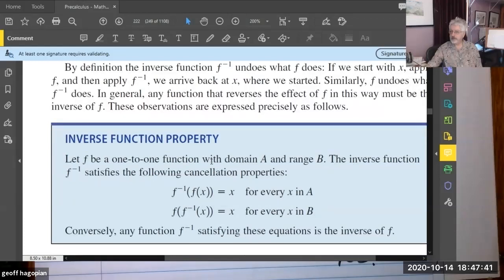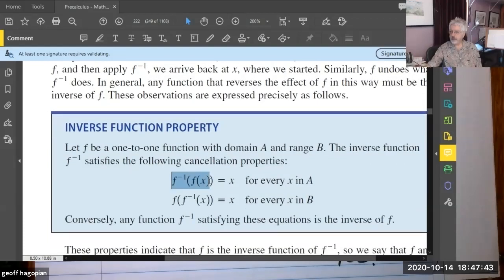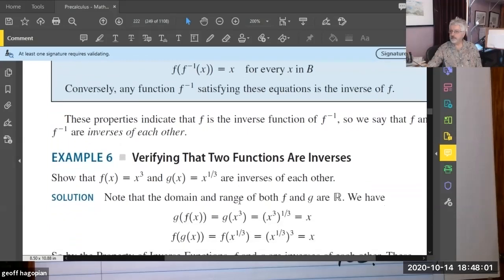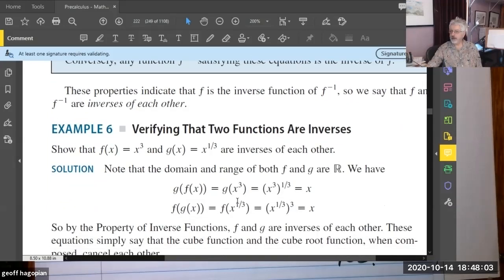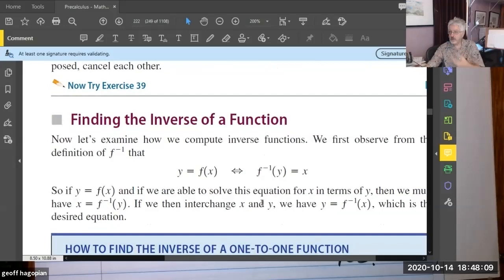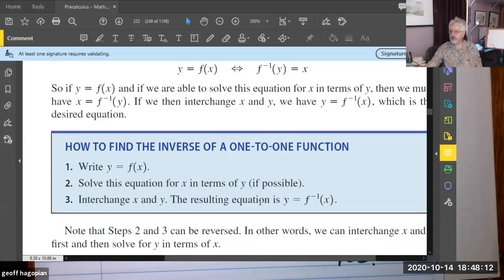So there's this nice property that if you take the composition of a function with its inverse, either way, either f inverse of f or f of f inverse, then it's like you did nothing, right? Because you got the output, then you took the output back to the input, and you're where you started. So that's one way to verify that two functions are inverses: take their composition and show that their composition is just x. So how do you find the inverse of a one-to-one function?